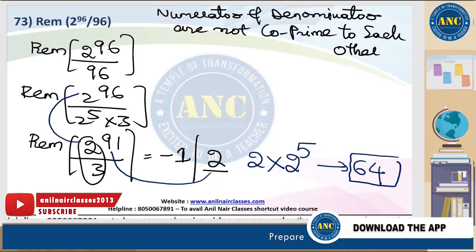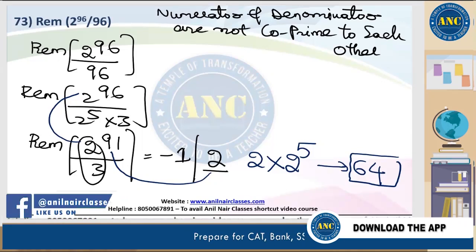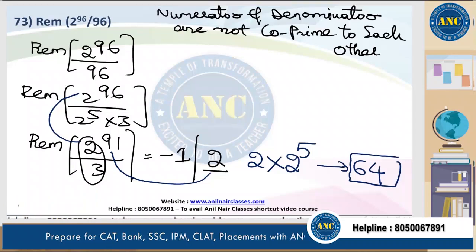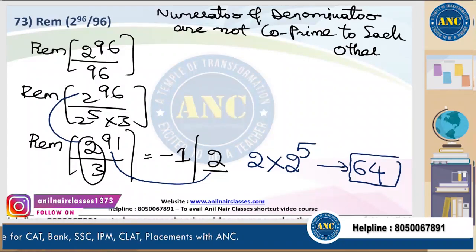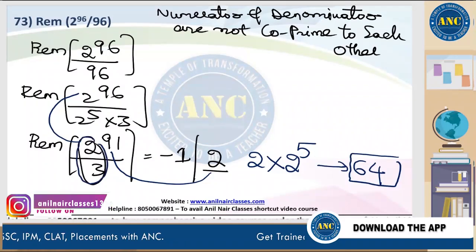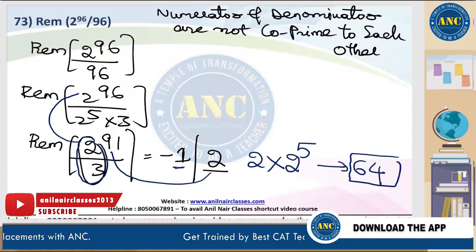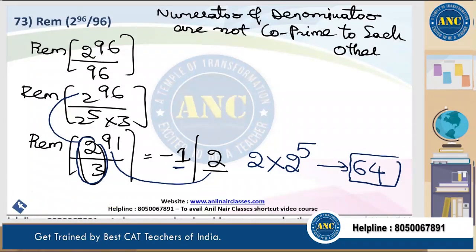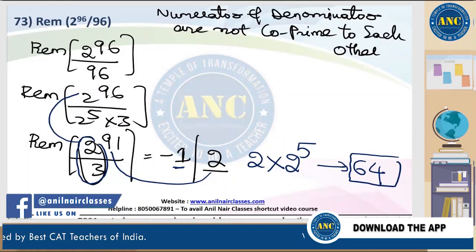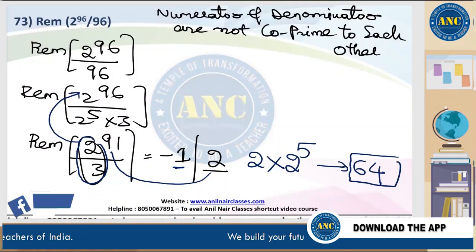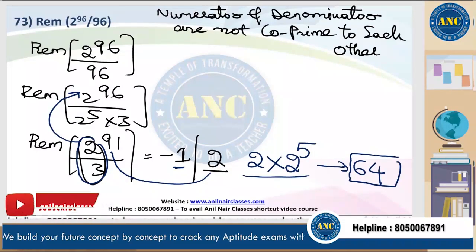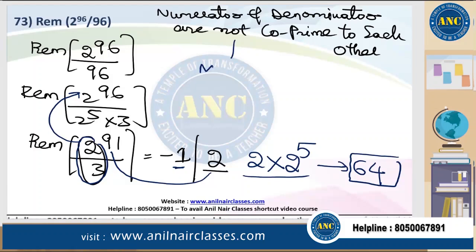Again, see it carefully. 2 power 96 by 96. 96 is 2 power 5 into 3, which is nothing but 2 power 91 by 3. Remainder minus 1. Minus 1 power odd is minus 1. Positive remainder is 2. I got the answer for 2 power 91, but I need the answer for 2 power 96. So the extra 2 power 5 should be multiplied. Make them co-prime and remultiply.